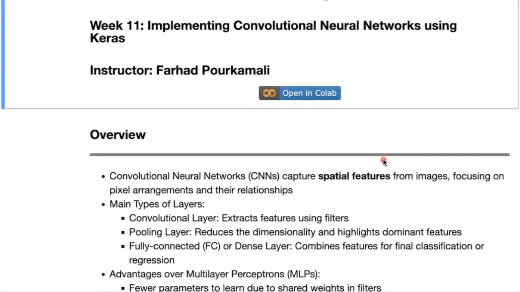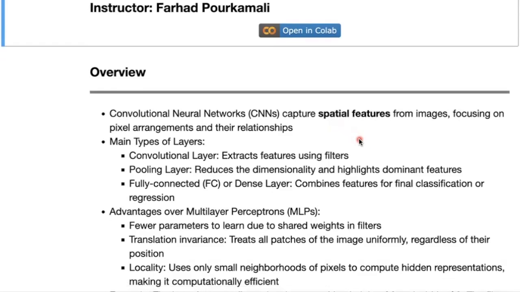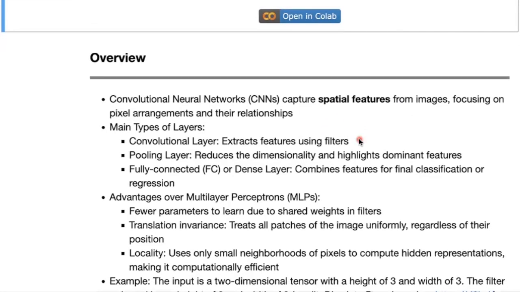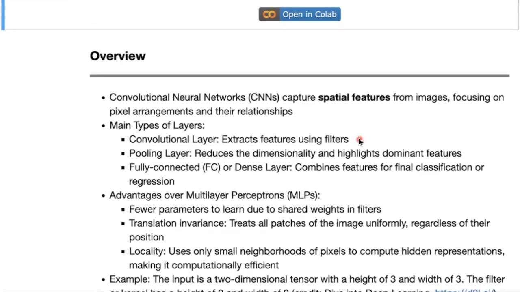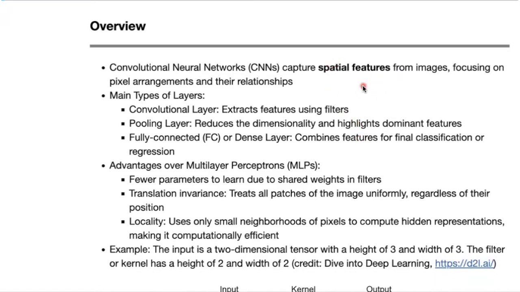Okay, so as we just mentioned, CNNs capture spatial features from images. I like to say that they can also be applied to other types of data, but mainly when we talk about CNNs, we are talking about image data sets. And the idea is that in this case, it's very important to capture spatial features, which in some sense means that we care about pixel arrangements and their relationships.